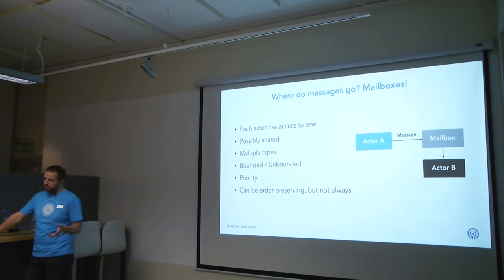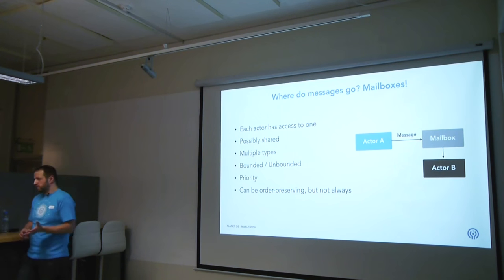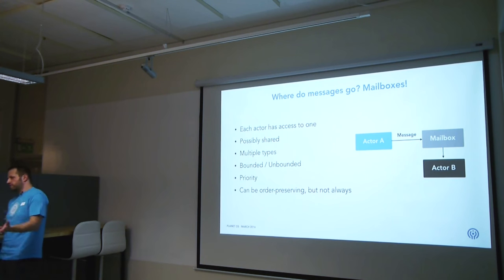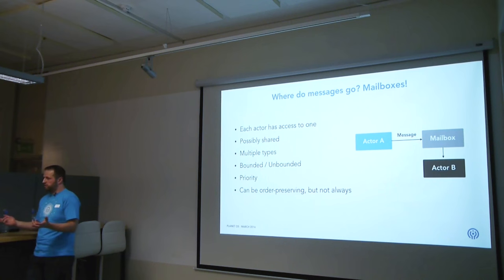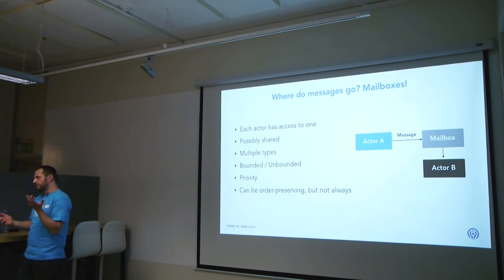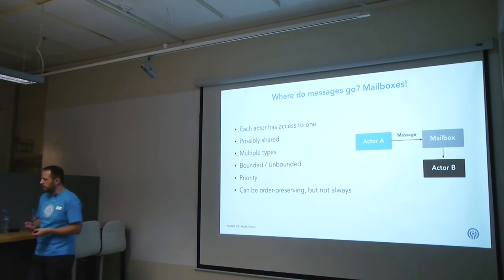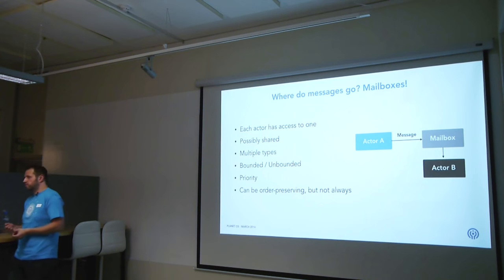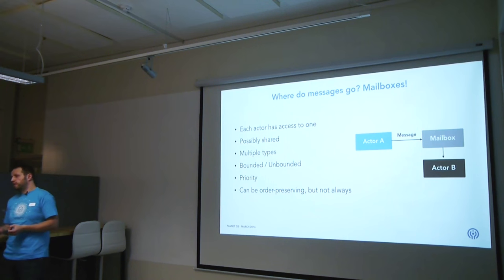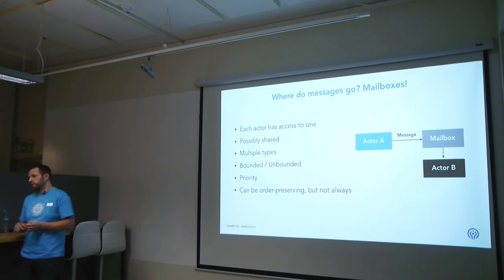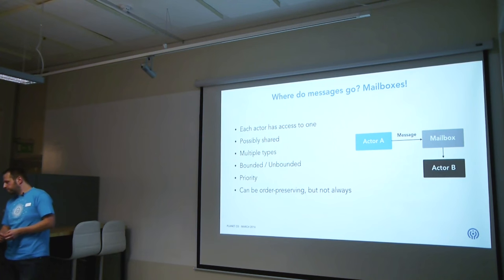And we also mentioned that actors communicate by sending messages to each other. So what happens to the messages exactly? When an actor sends a message to another actor, actually the message is delivered to a mailbox. Each actor has access to only one mailbox. Potentially the one mailbox can be shared between multiple actors. This depends on the dispatcher type, which we're going to be talking about later.